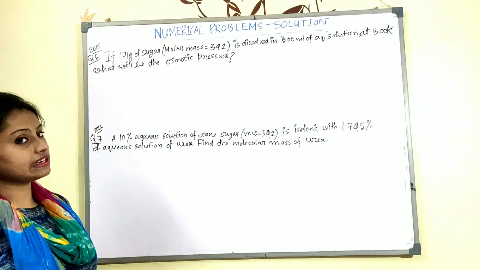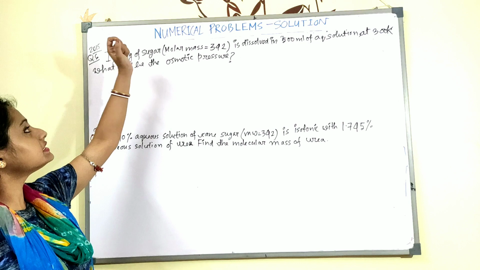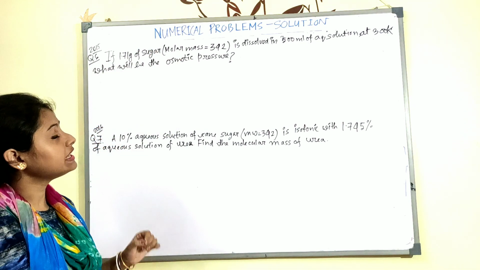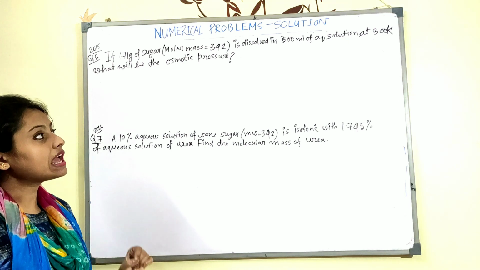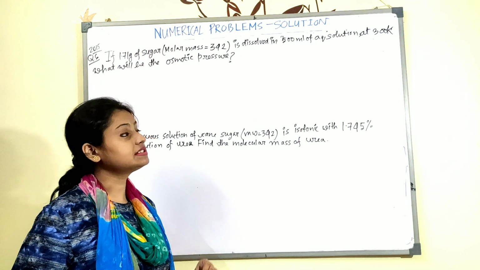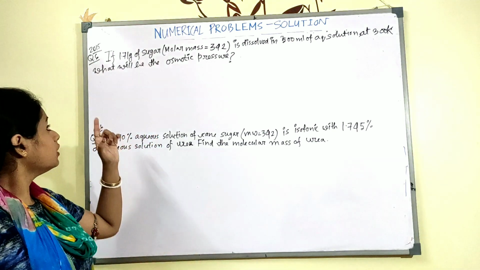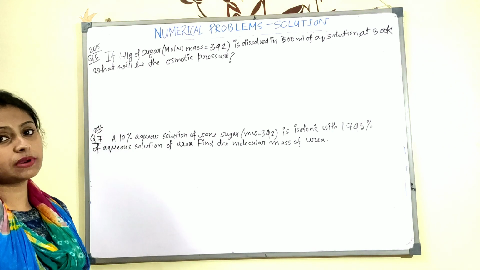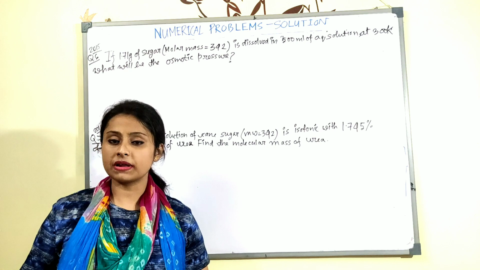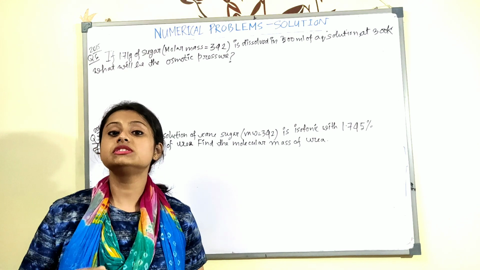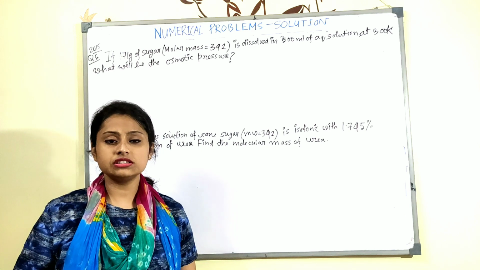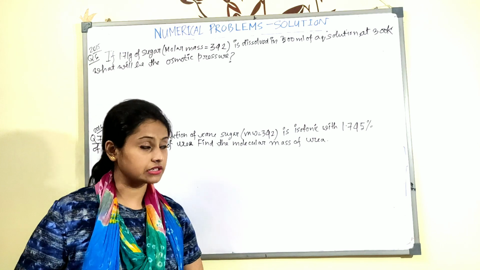The problem states: if 1.71 gram of sugar, molecular weight is mentioned, is dissolved in 500 ml of aqueous solution at 300 Kelvin, what will be the osmotic pressure of the solution? So again this problem comes from osmotic pressure. That means pi equals CRT. Sugar is not an electrolyte, so there is no need to introduce the Van 't Hoff factor.